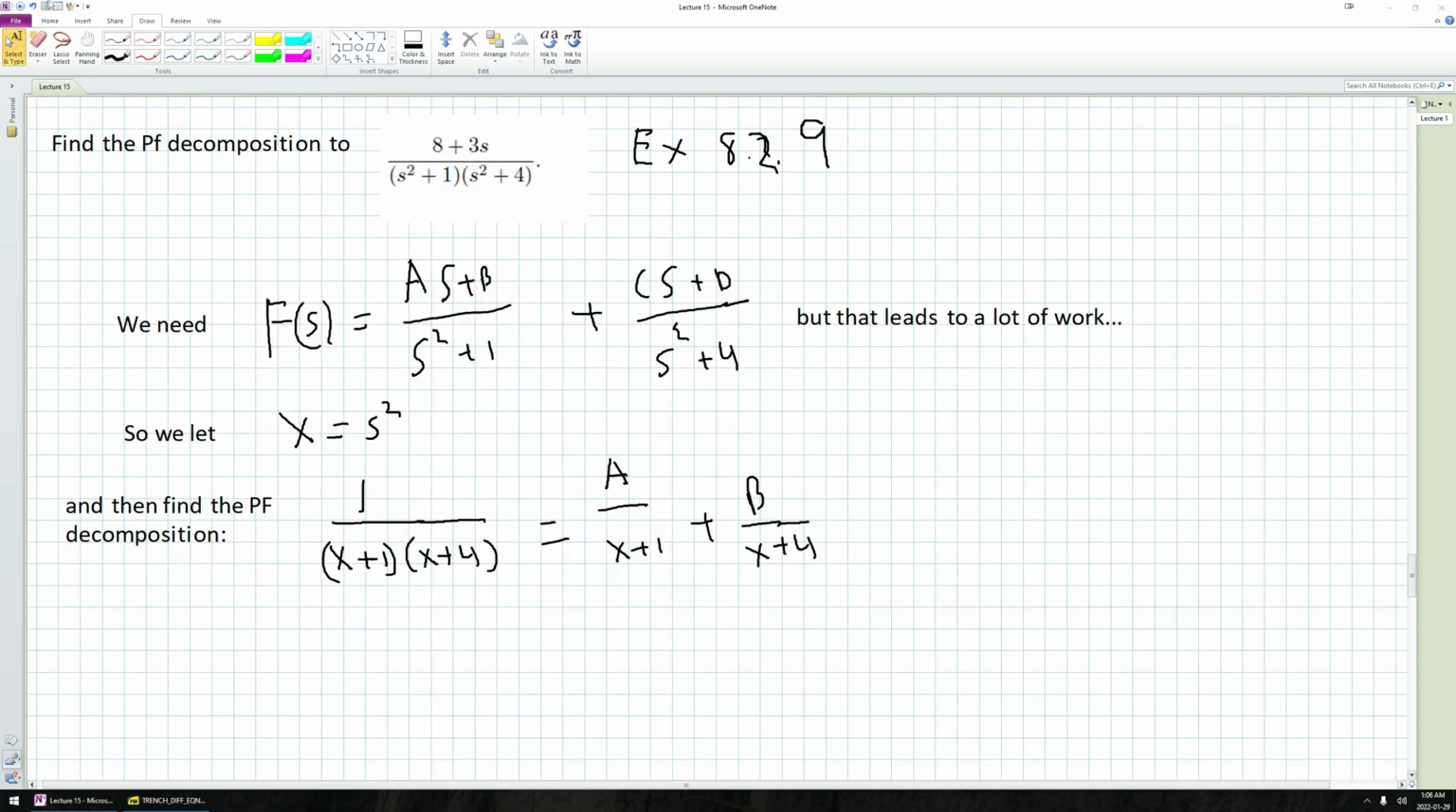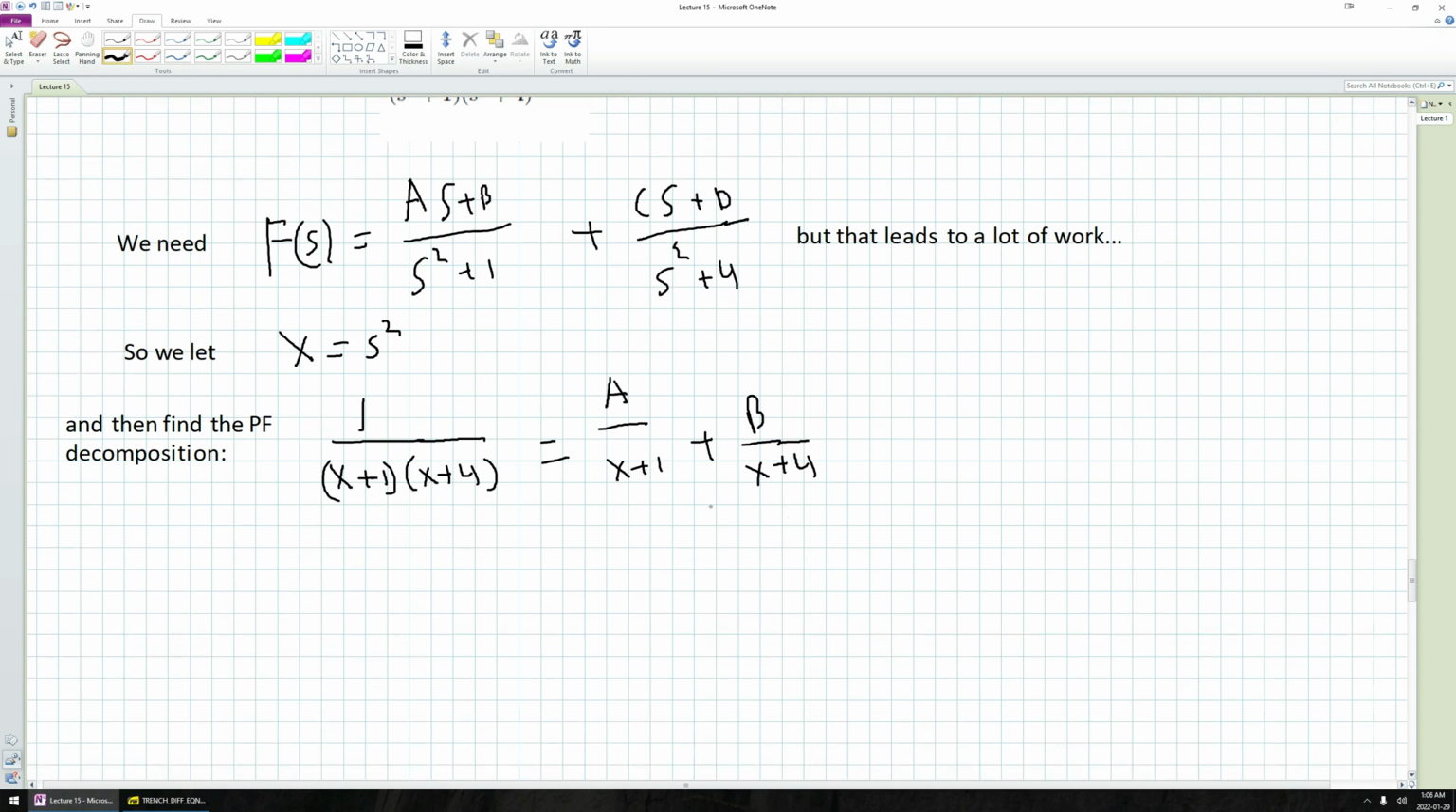Okay, so they're kind of just cleaning it up here. We need this, but that's a lot of work. You can do it. It's up to you. But here it just so happens that we can do a reduction of order by picking this thing here. And then if we find this partial fraction decomposition, we can then construct the other one.